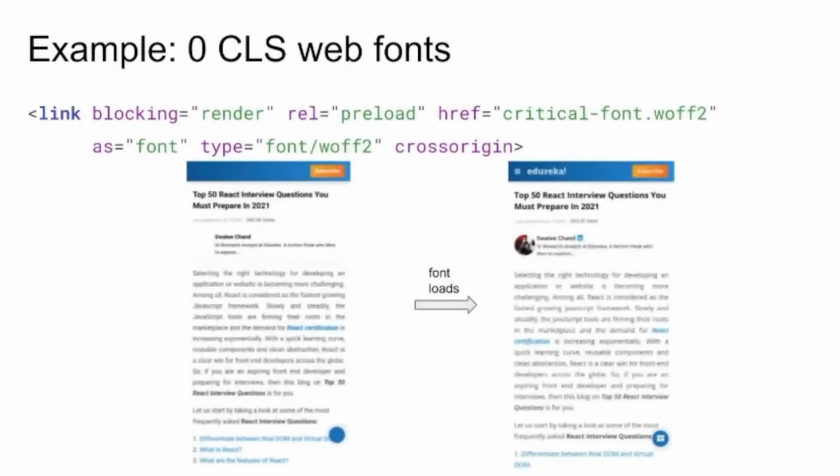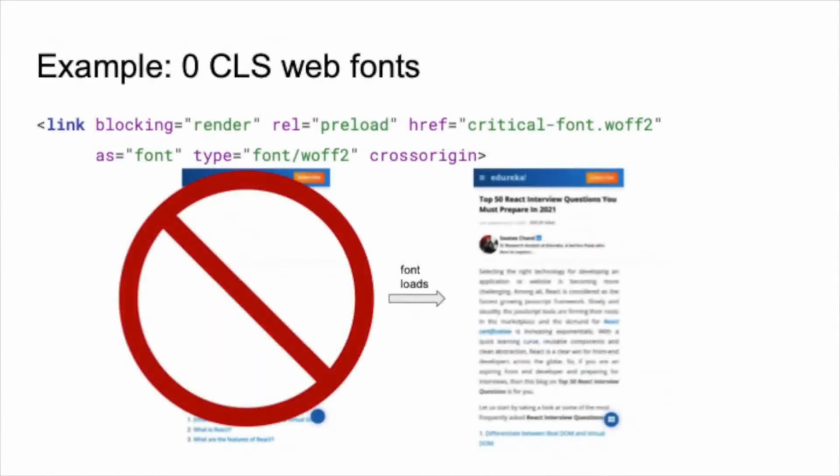Let me show you an example of how to eliminate layout shifting when using web fonts. Without render blocking, we will first render the page with a fallback font, and then re-render when the web font is loaded. Since the two fonts have different metrics, everything shifts around. With this new feature, we can make the font render blocking by preloading it with blocking equals render. In this way, we won't render the page until the font is loaded, and there is absolutely no layout shifting.